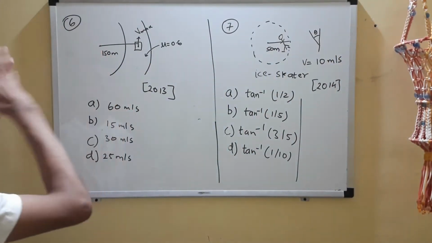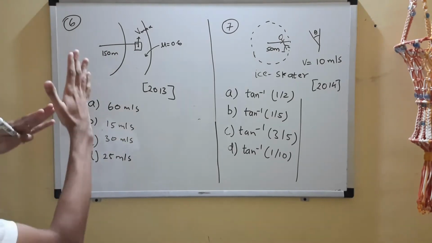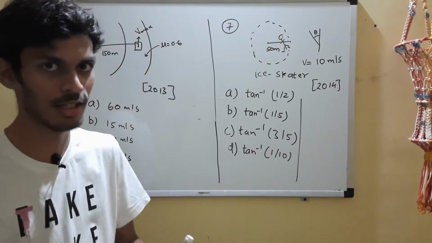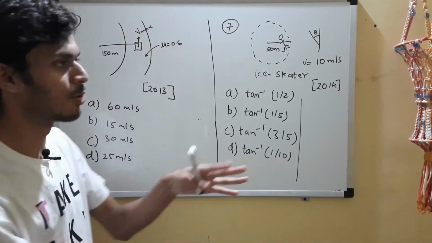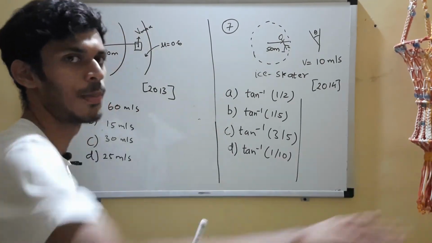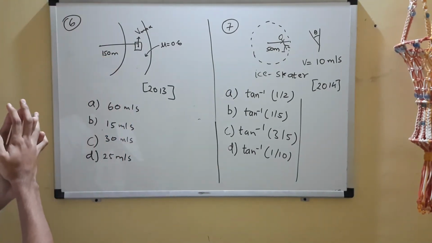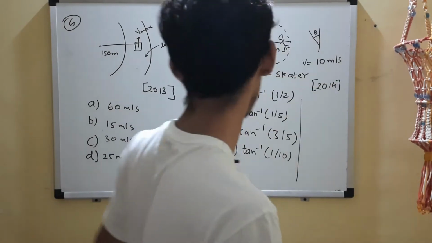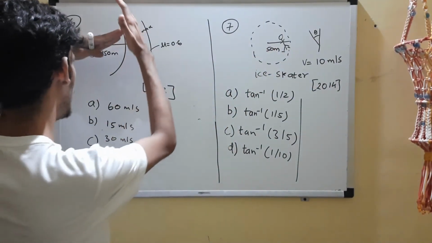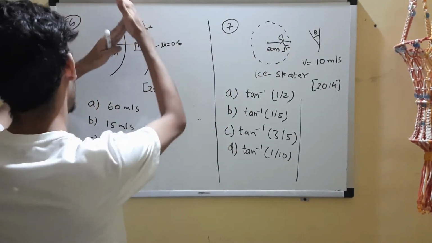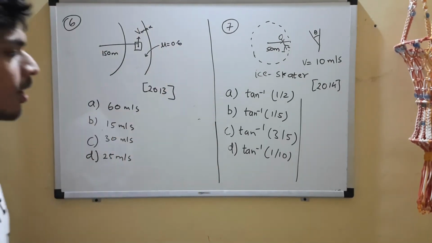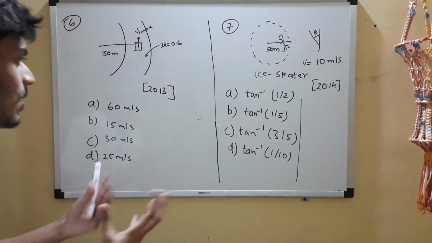In this question 6, you have a car moving. So with what maximum velocity? It's a curved path. Now it's not banked, it's a plain curved path. The car is moving on that path. So with what maximum velocity should the car move so that it maintains the radius of 150 meters, so that it moves in this circle of radius 150 meters? The mu, or the coefficient of friction of that road, is 0.6.